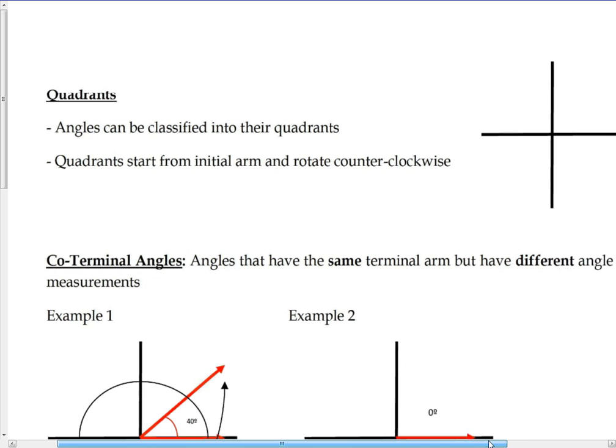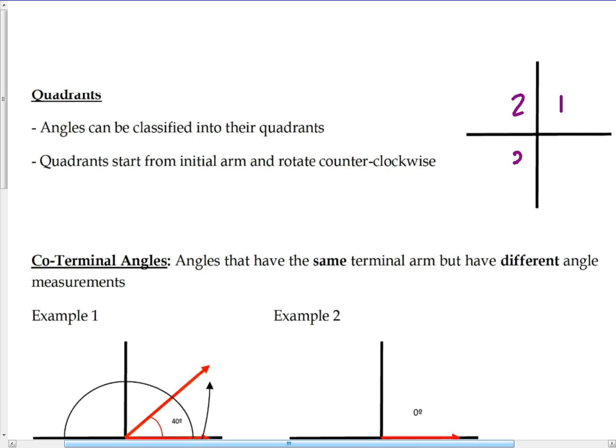Okay, quadrants, we already talked about those. 1, 2, 3, 4. I guess what's important is, in quadrant 1, is x positive or negative? Positive, and y is positive. Okay. In quadrant 2, x is negative, y is positive. Quadrant 3, they're both negative. Quadrant 4, x is positive, y is negative.